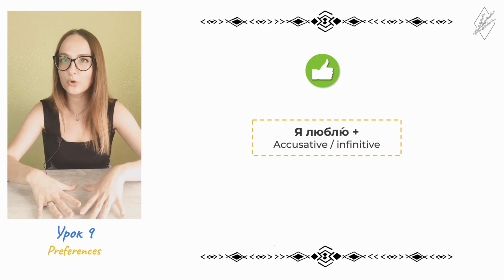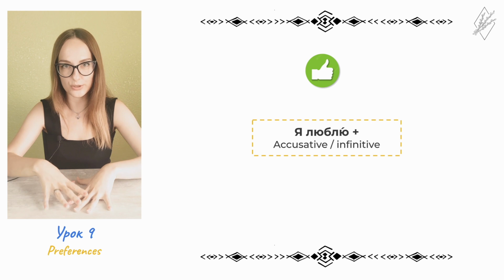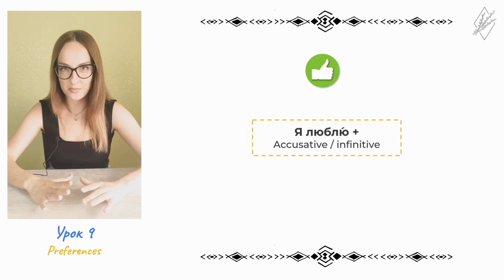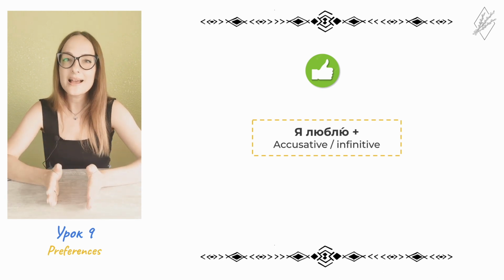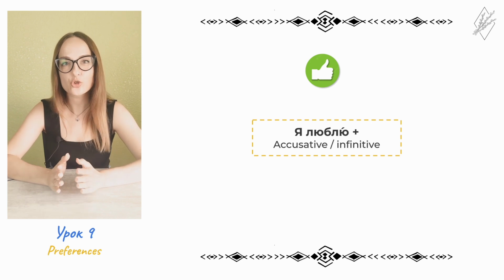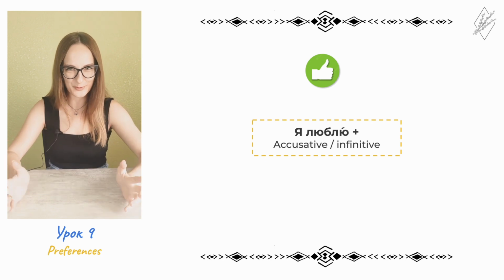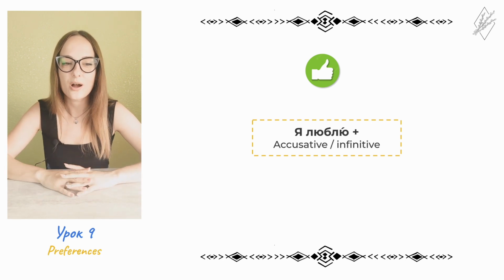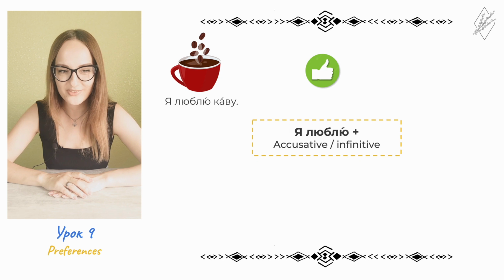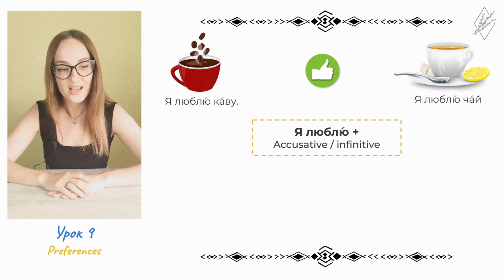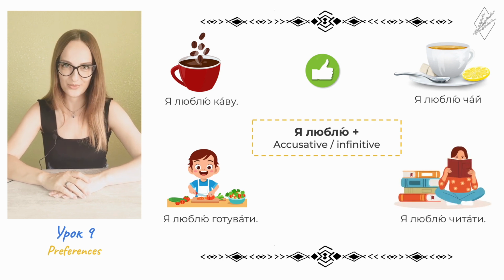So we would say я люблю футбол, я люблю борщ, я люблю саке, and so on. If your subject is animate, then feminine words will change in the same way to у, ю, and masculine words will change to the ending а, я. But today we'll speak about preferences not in people but in different objects, so we would just use inanimate objects. So we could say я люблю каву, я люблю чай, я люблю готувати і я люблю читати.